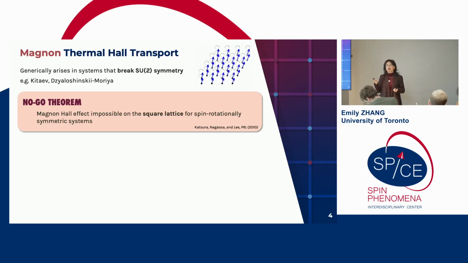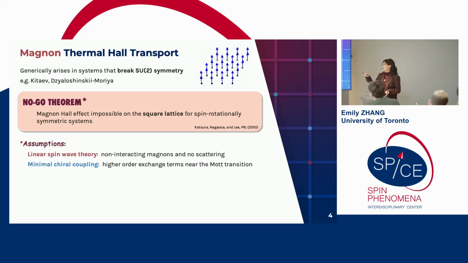However, this has a couple of caveats. This assumption was derived based on linear spin wave theory, and they do not consider interacting magnons. As some speakers pointed out yesterday, magnon interactions are very important. Moreover, they don't consider any scattering effects. Another thing is that they only consider the minimum chiral coupling or DM coupling. They don't consider higher order exchange terms that might become important when you have a Coulomb interaction U that's near the Mott transition. So these higher order spin fluctuations mediated by the charge are not considered.